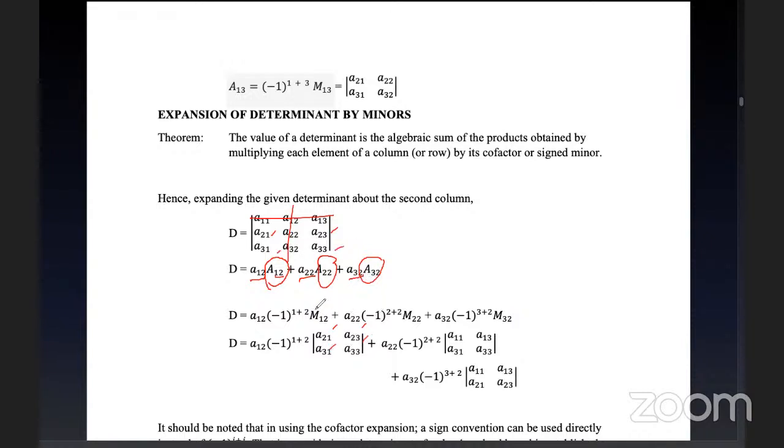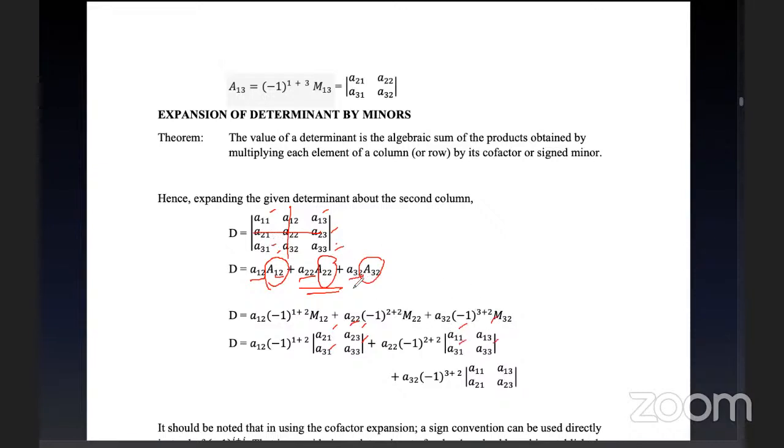And for the second term, the element A22 is here. -1 raised to the subscripts added, so 4. And then your minor will be 2, 2. Let me erase this again. 2, 2, so second row, second column. What elements are involved? A11, A13, and A31, A33.